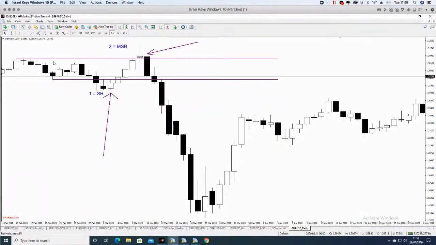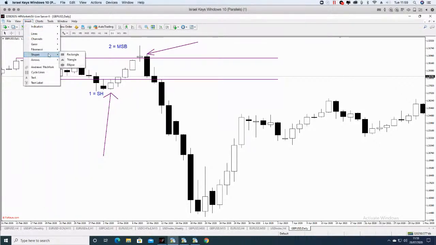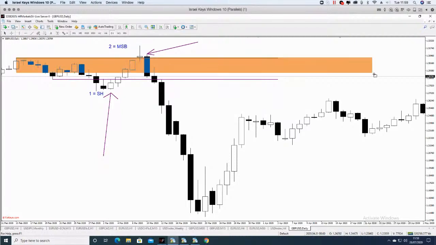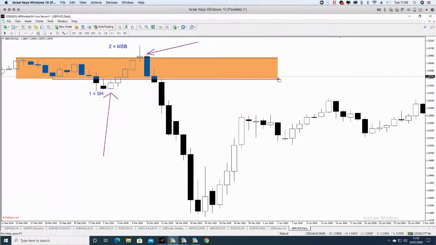That there means that this level here, this level right here, is what I call a manipulation zone. Right? Is what I call a manipulation.